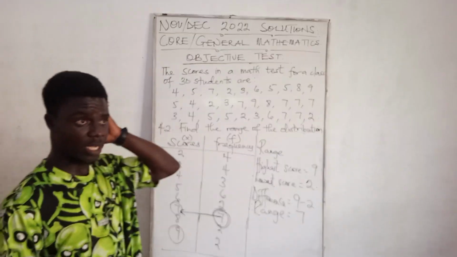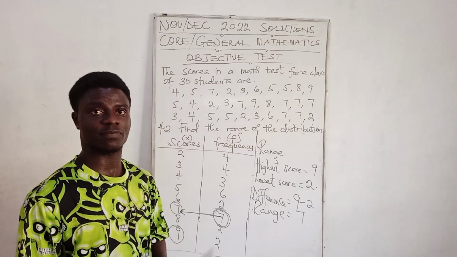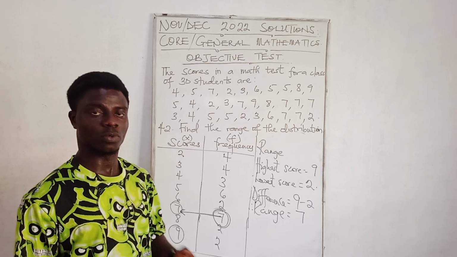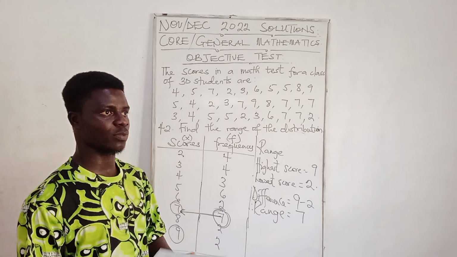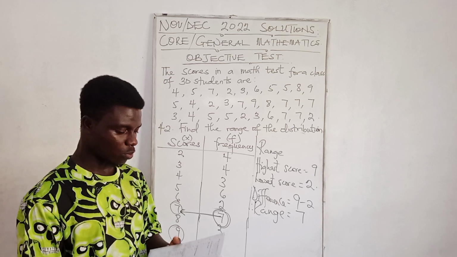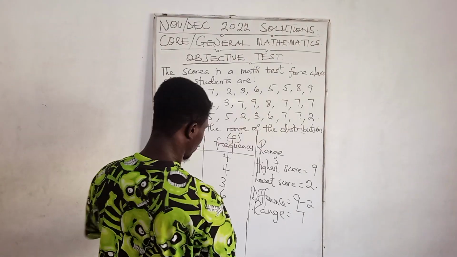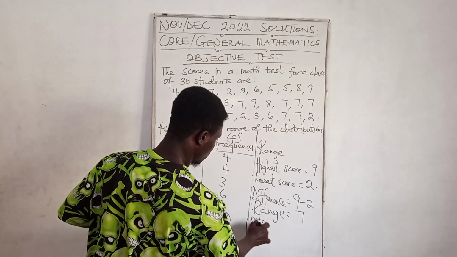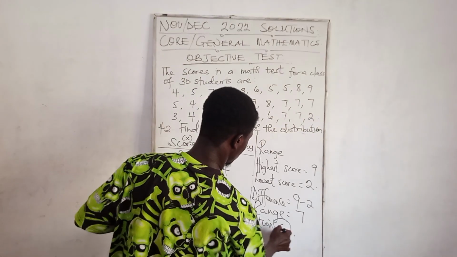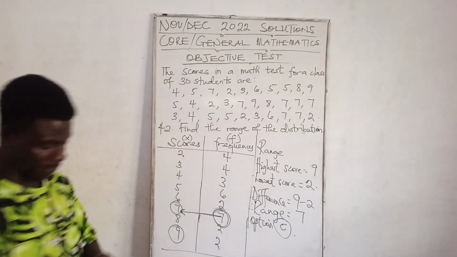So the range is the numerical difference between the highest value and the lowest value, which is option C. Option C for cat.